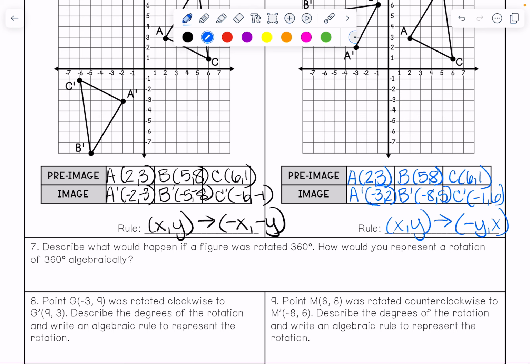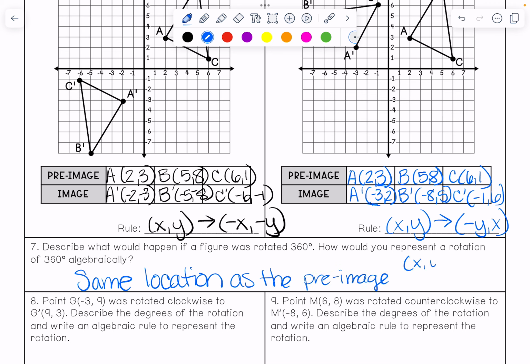So if we were to think about what would happen if we rotated an object 360 degrees, so imagine moving it 4 quadrants, that would actually be in the same location. You'd end up back in the same location as the pre-image. And if we wanted to represent that algebraically, you would just have XY becomes XY.